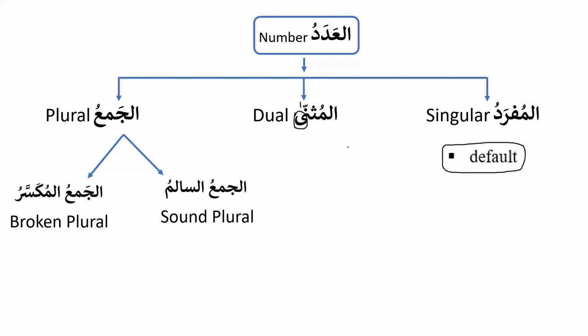Al-mufradu is the default, as we know. Al-muthanna, we will learn how to make it. And al-jam'u, as we can see over here, has 2 types of plural: al-jam'u as-salimu, sound plural, and al-jam'u al-mukassaru, broken plural. Our focus will be on sound plural. However, we will have a brief introduction about the broken plural as well, so that we have a clear idea about everything when we start our book.